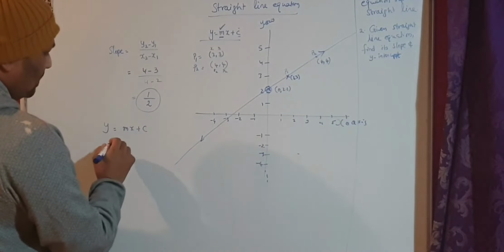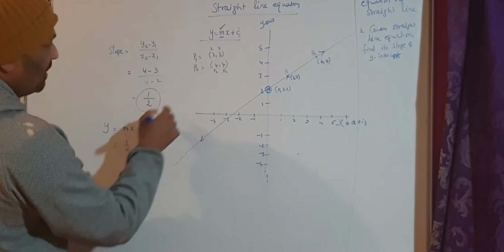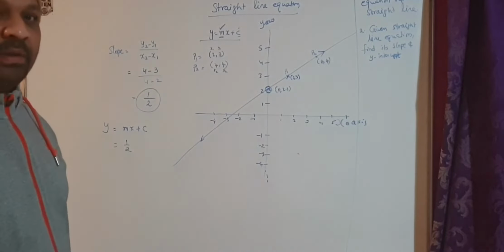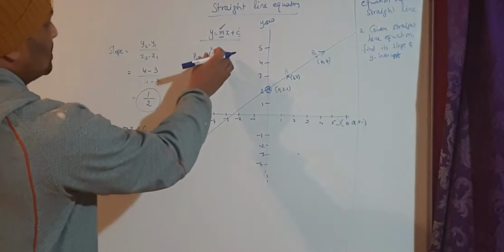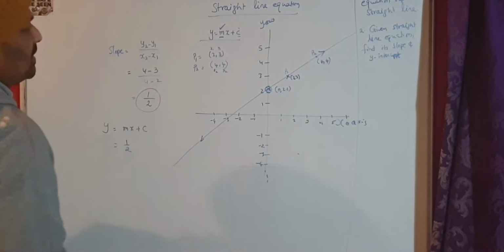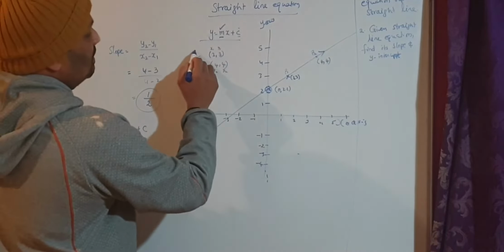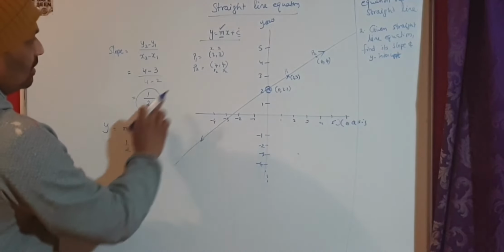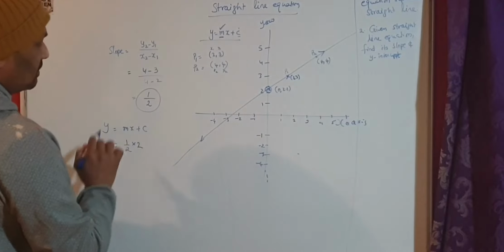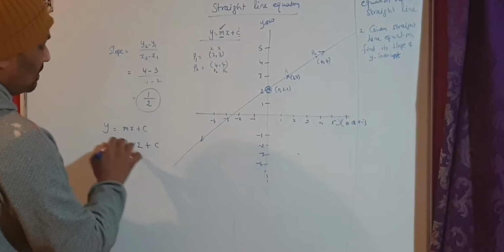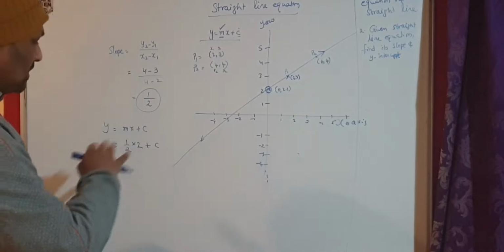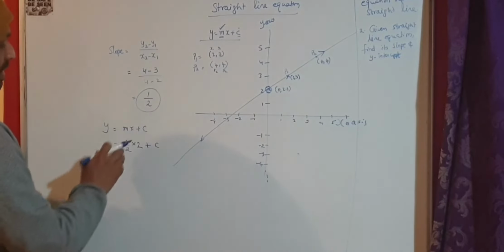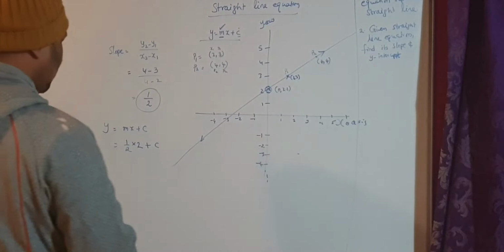You put the slope here in place of m and pick up any one point. It need not be p1, it can be p1 or p2. You pick any one point and substitute it in this equation. Say I am picking p1. So what is x here? 2, into x is 2, plus c. I don't know c. The purpose of this exercise is to find c. We already found m, and now we are finding the c value.